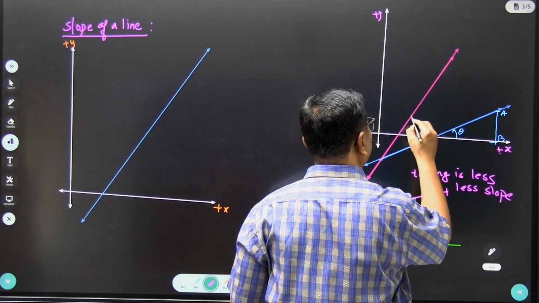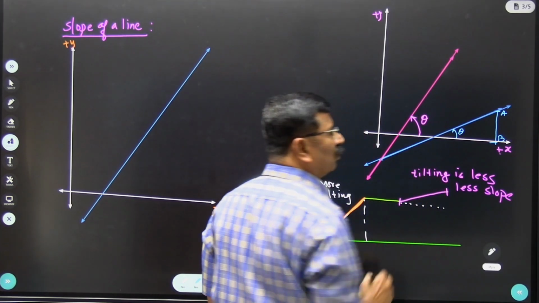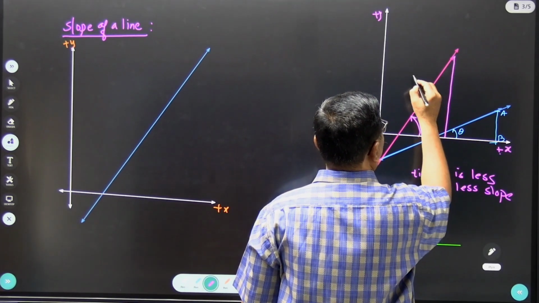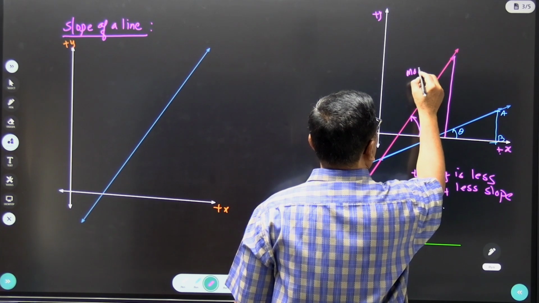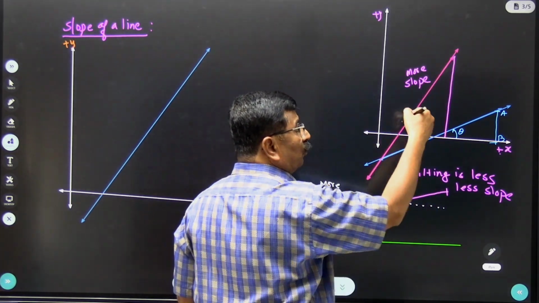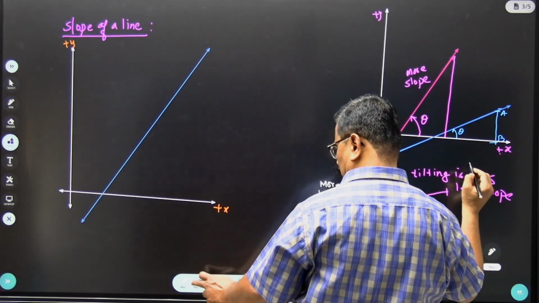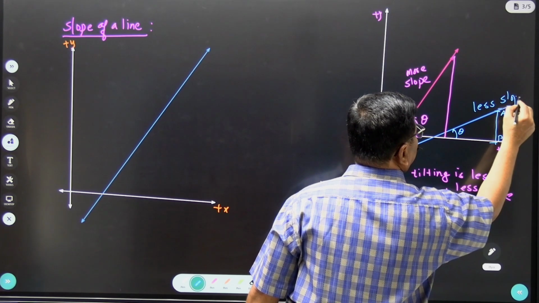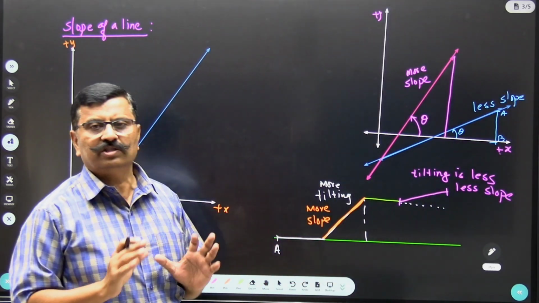So here, tilting is more, which means this angle is more. So here the rise is more. So we say that this has more slope, or you can say that this is more slopy than this blue line. So there, this has less slope. This is the actual concept of slope.